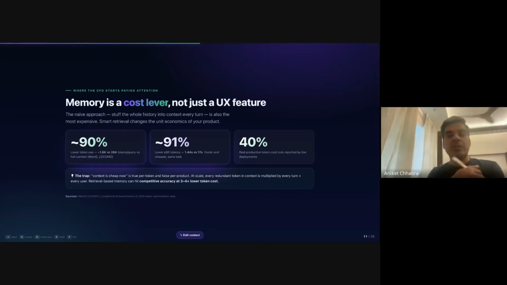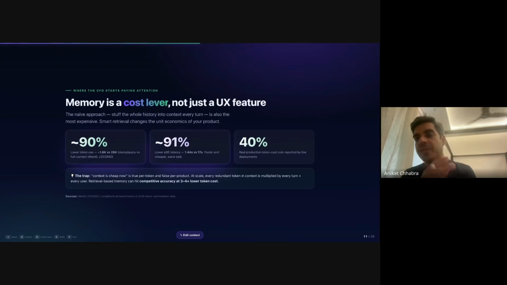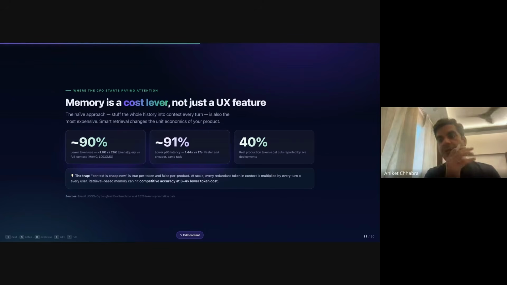So memory is a cost lever. The purpose of implementing different types of memory is to make your agent more efficient from an accuracy perspective and a cost perspective, the token economics that I talked about. And efficiency also means the latency part, because if you're building real-time applications, they have to be really quick in sending responses to the user, right? So as I said, in this example that we saw, 90% of the token cost was saved, right?